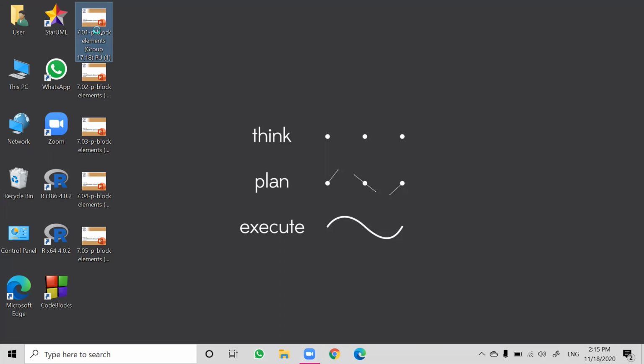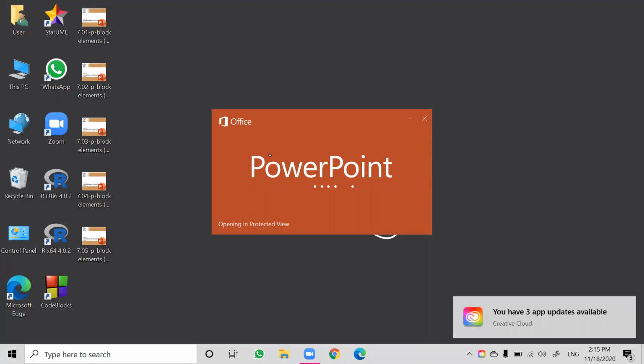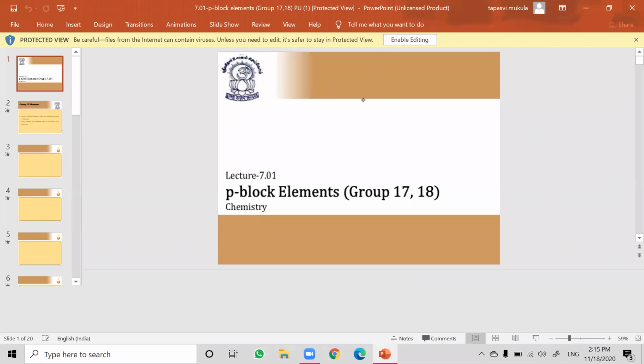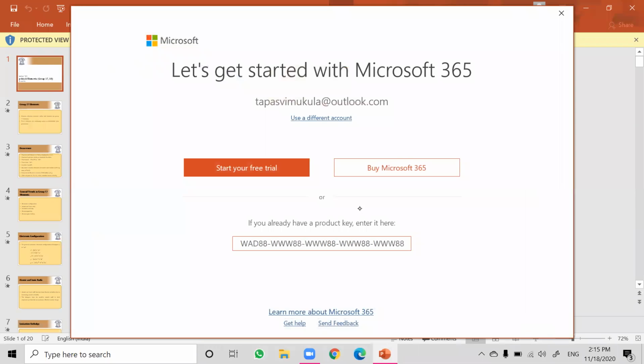So, listen carefully. What are 17th group elements? These are also called halogens. What are the halogens we have? Fluorine, chlorine, bromine, iodine, and astatine. These are the elements of the 17th group. We are discussing the 18th group also now. First we'll finish the 17th group, then we'll go for the 18th group elements. I hope it is clear.